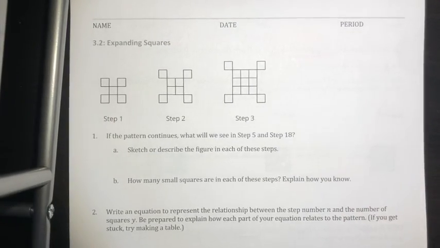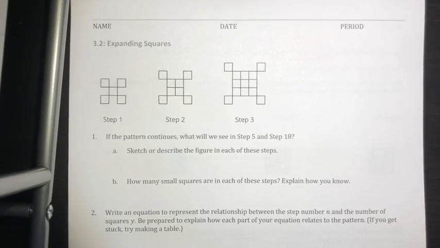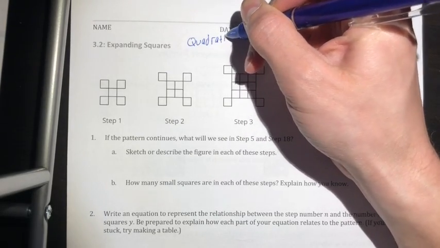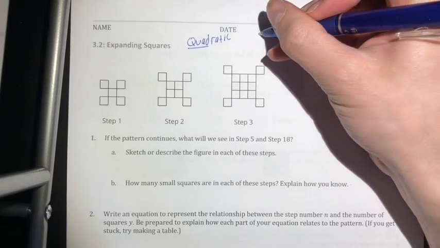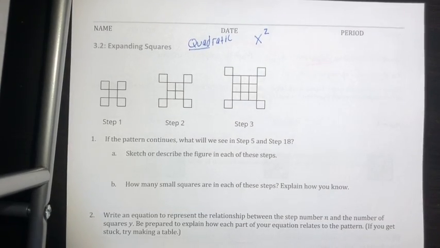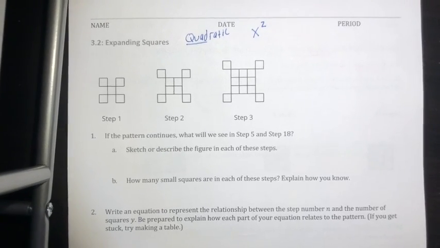So on the back, we want to take a look at another type of geometric pattern. And again, we're thinking about quadratic. We want to get used to that word quadratic. Again, thinking of quad, squaring, something with an x squared. So we're thinking about what is being squared here. So if the pattern continues, what will we see in step 5 and step 18?